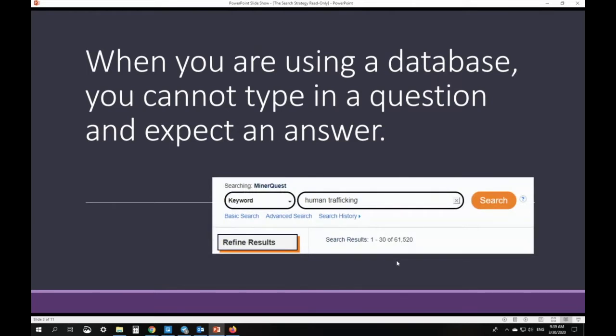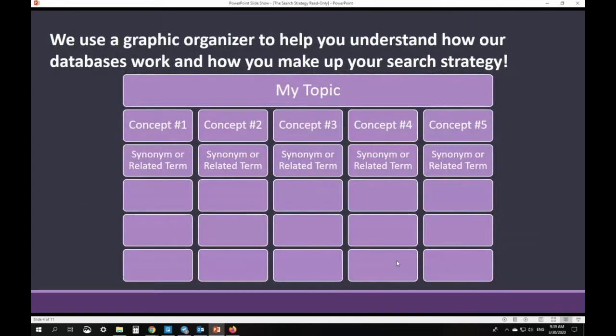When I remove what is and just use human trafficking, I get 61,000 results, a very large number compared to the 891 results we saw earlier.